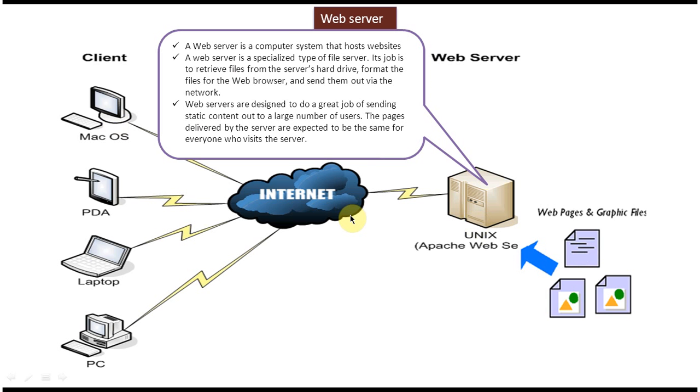The client sends a request to the web server for a static page or a static file. Then the web server will receive the request, and based on the request it will get the static page or static file from the hard drive or hard disk. Then it will format that file for the browser and send it via the network to the client.